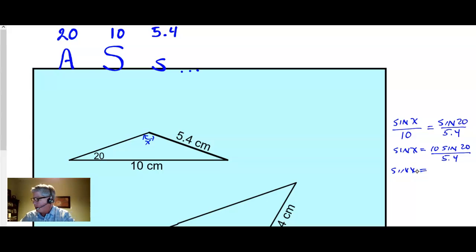Plug that in my calculator. 10 sine 20 divided by 5.4. That's equal to 0.6333. When we take the inverse sine of both sides, I'll just write it.